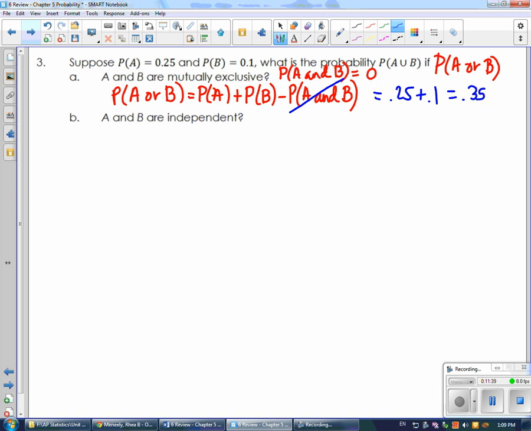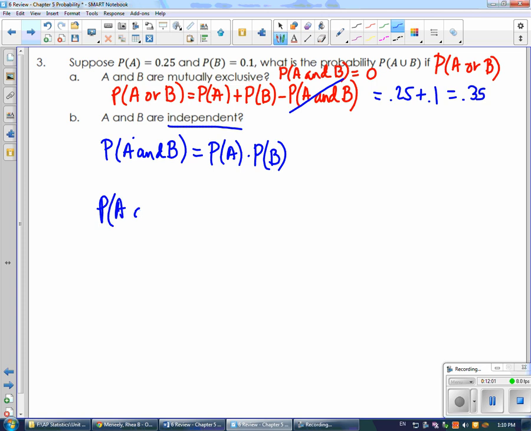And if the two events are independent, I'm still looking at the same rule here. The probability of A or B is going to be the probability of A plus the probability of B minus the probability of both. But if they're independent, the probability of A and B is equal to the probability of A times the probability of B. So if I'm trying to find the probability of A or B, I'm going to take the probability of A plus the probability of B minus the probability of both. But since they're independent, then I can multiply the two probabilities together.